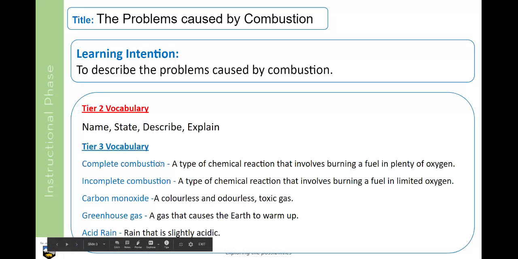We know there are two types of combustion, complete and incomplete. Complete is when there is plenty of oxygen. Incomplete happens when there is a limited supply of oxygen. Carbon monoxide is the gas produced by incomplete combustion, and it is toxic. You will hear the term greenhouse gas today, the main greenhouse gas being carbon dioxide, because it's a gas that causes the Earth's temperature to rise. And acid rain is rain that is slightly acidic or more acidic than usual.